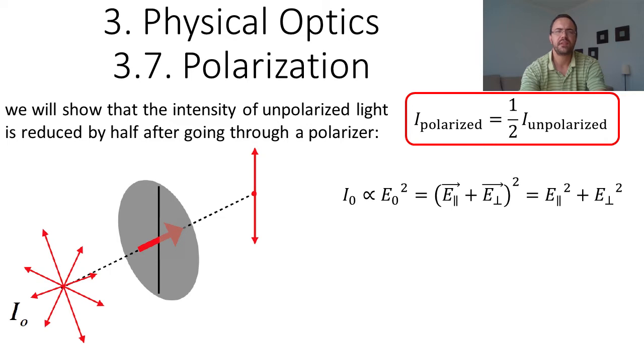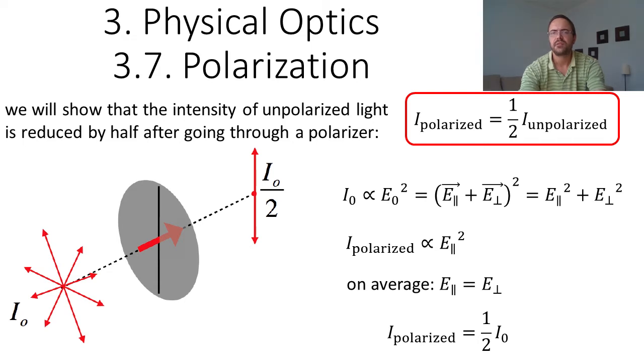Now, let's look at the intensity after going through the polarizer. The perpendicular component has been absorbed, and so the intensity is proportional to the square of the parallel component only. So why would the polarized intensity be half of the unpolarized intensity? In fact, for the unpolarized light, on average, there will be the same amount of parallel and perpendicular components. And so the contribution of those components to the intensity will be the same. And so the intensity for polarized light is half of the intensity for the unpolarized light.